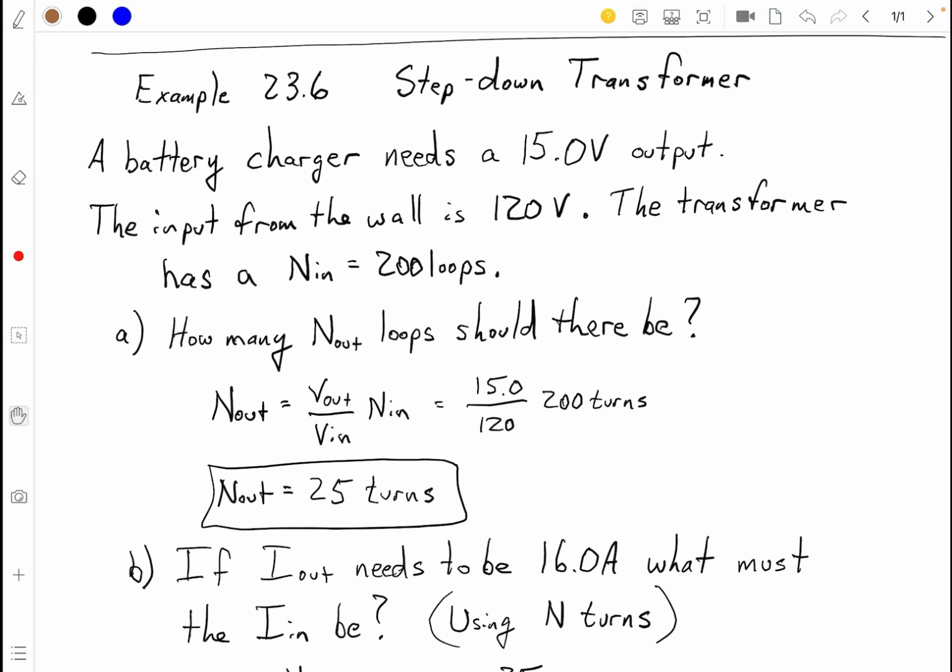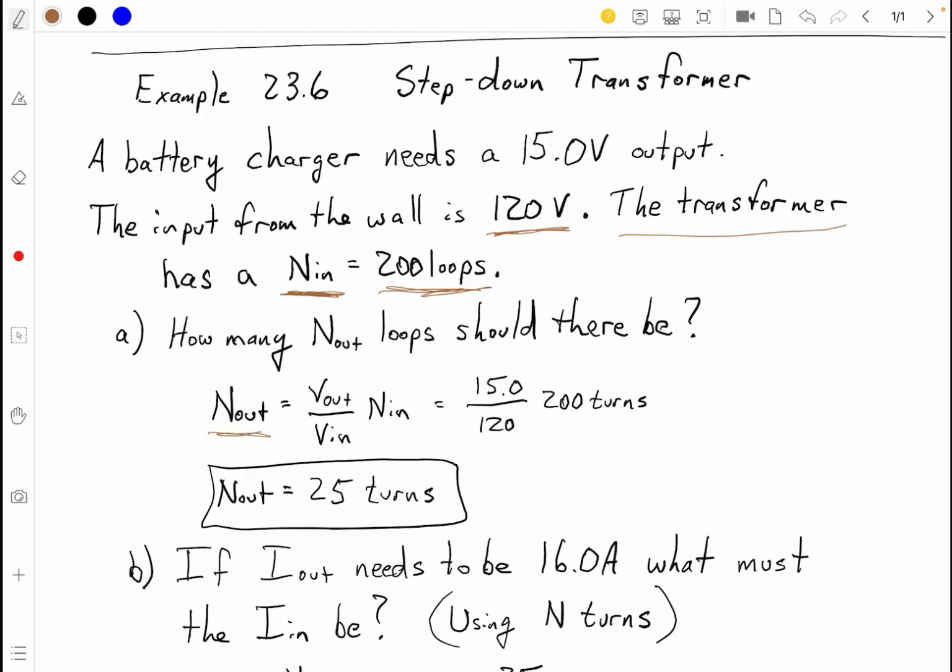All right, so now example 23.6. This is a step down transformer. So you've got some battery charger at home. All right, you can charge up batteries with it. It's very easy. You've got 15 volts as the output to charge up these batteries. The input from the wall, again, is your 120 volts. So you have a transformer that has an in, and the number of loops on the inside is 200 loops. How many loops do you need on the outside?